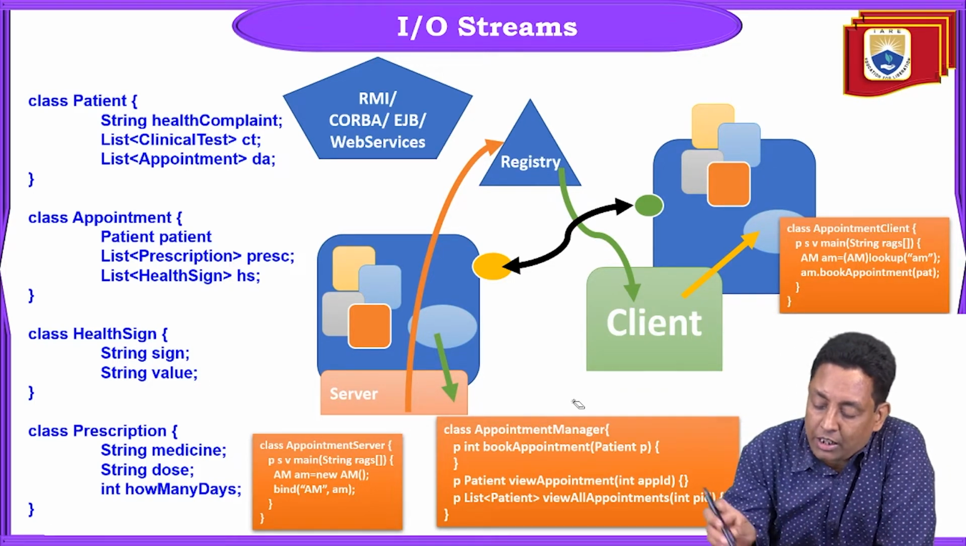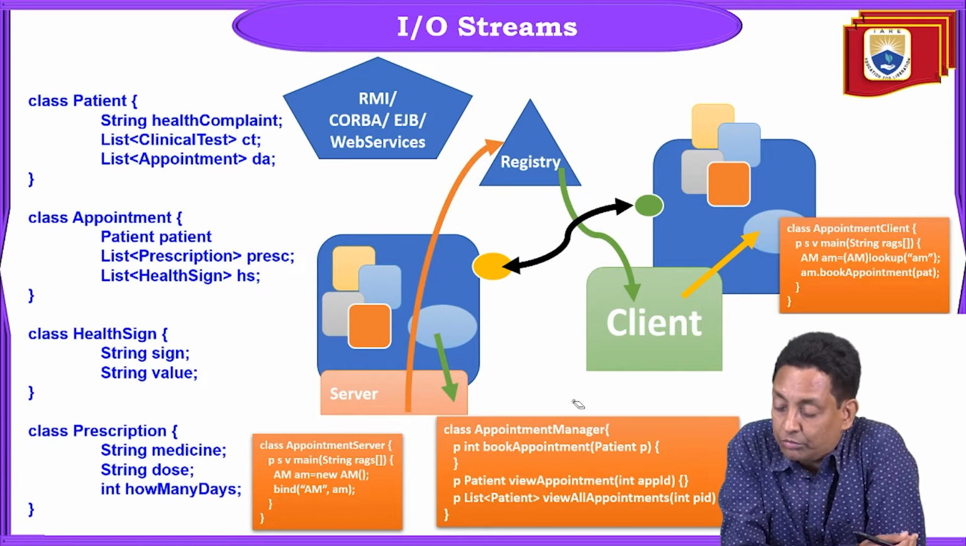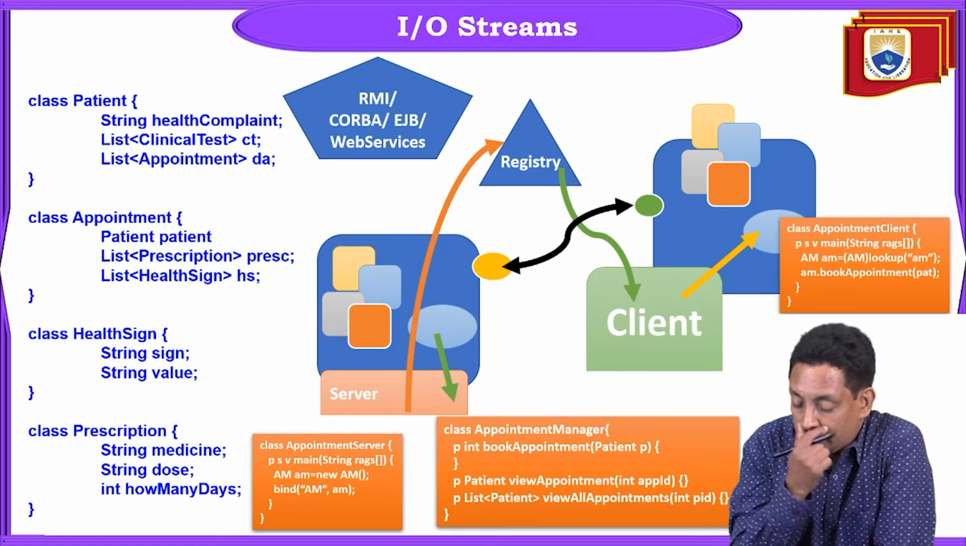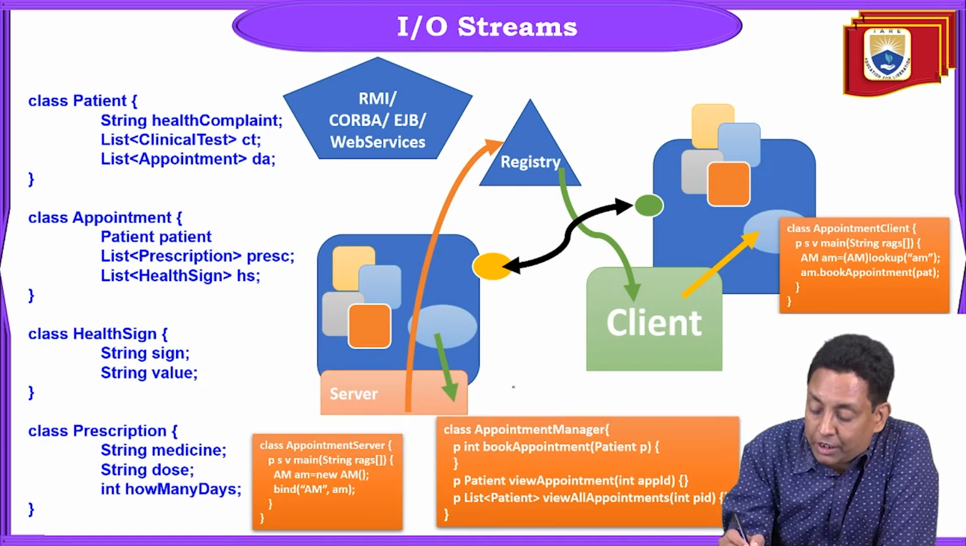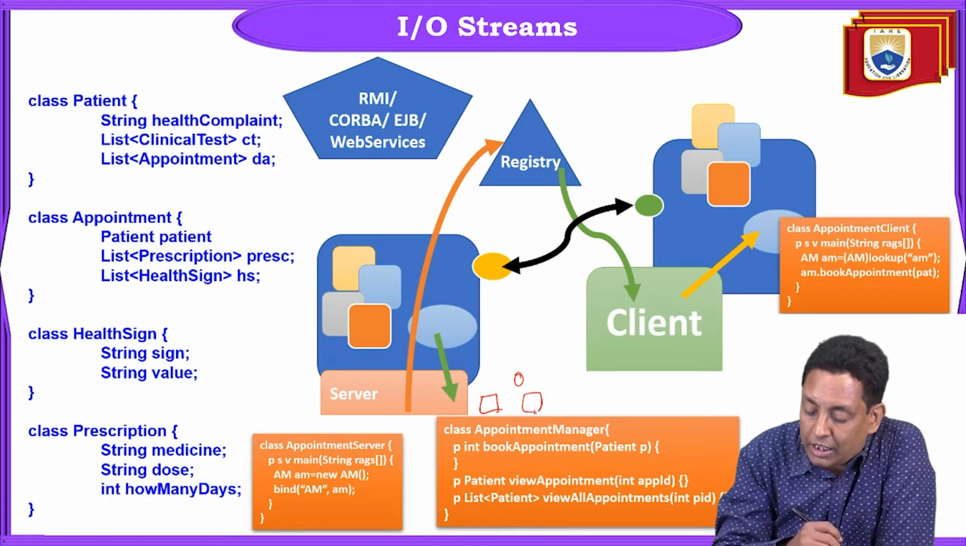Then what to do? For this appointment manager class to become a remote application, it should have a remote interface, and it should have one stub and one skeleton.